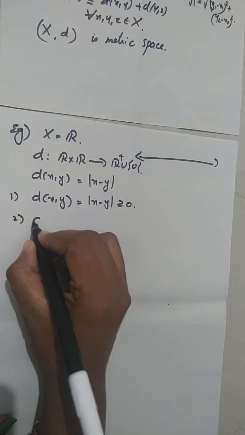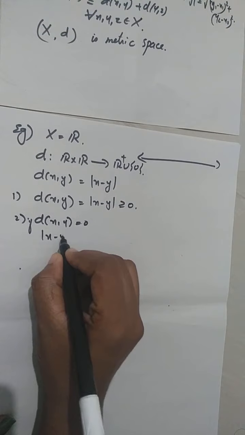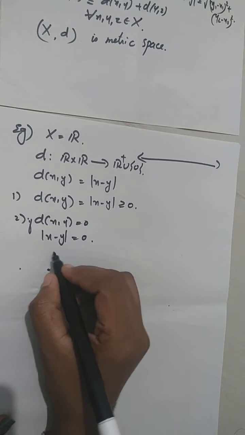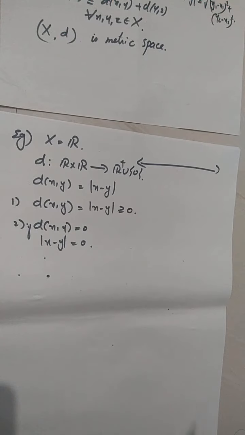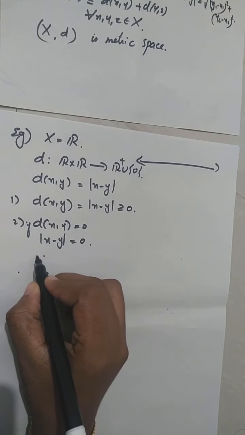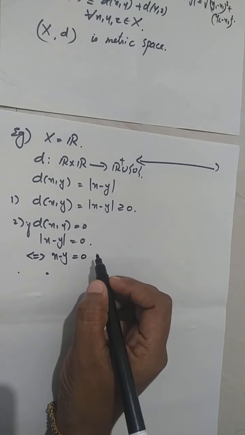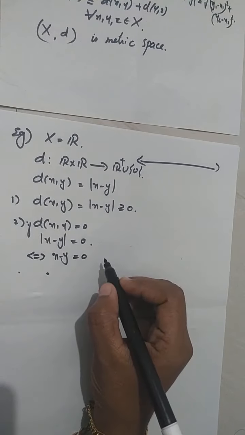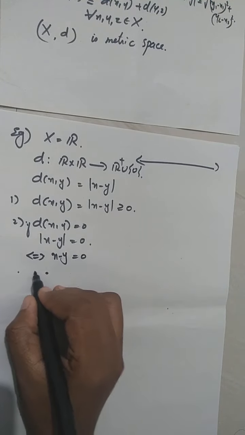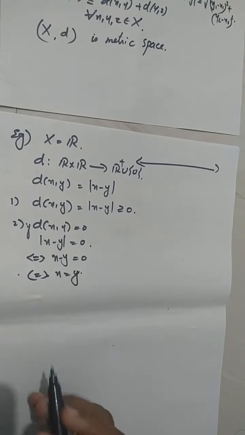And second condition, assume that D of xy is equal to 0. If D of xy equal to 0, then by definition modulus of x minus y equal to 0. Okay, let's continue. So modulus of x minus y equal to 0, which we know only happens when x minus y equal to 0. Modulus of a number equals 0 if and only if that number is equal to 0, because it can't be negative. Which is if and only if x is equal to y. So we proved that D of xy is equal to 0 if and only if x equal to y.